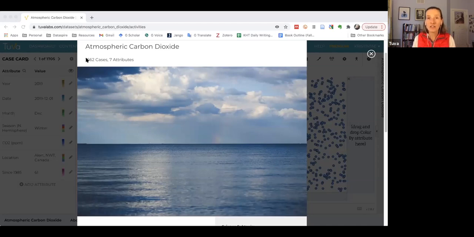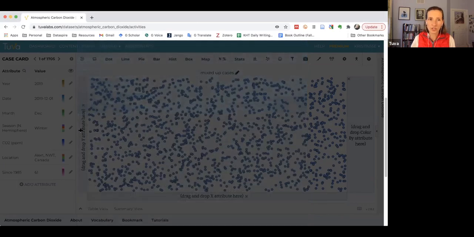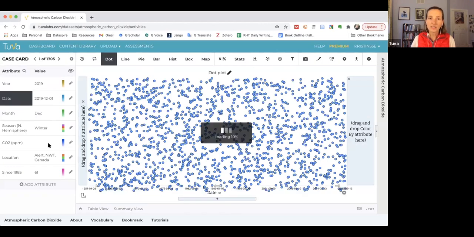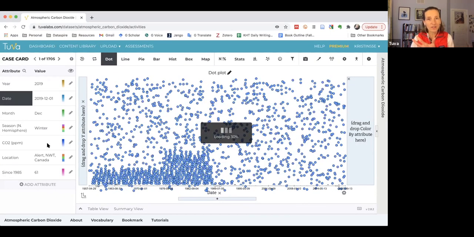And then we have 7 different attributes that we can explore to see how carbon dioxide is different or changing or comparable. So let's dive in. To get at our first question, how is carbon dioxide changing over time? Let's take our time variable and put it on the x-axis, which is a good place to think about things changing over time.